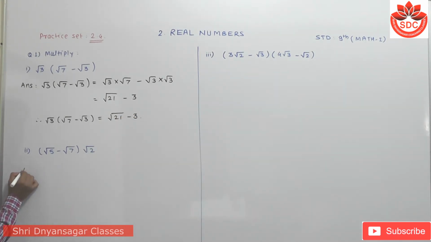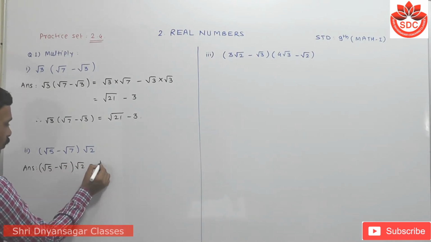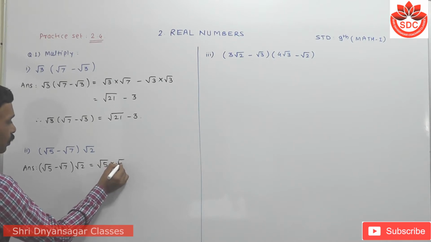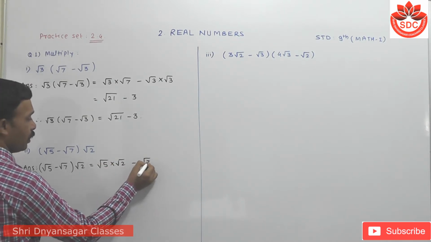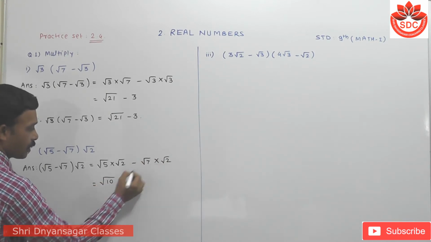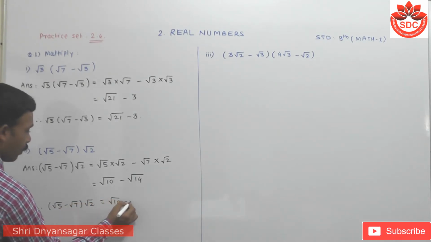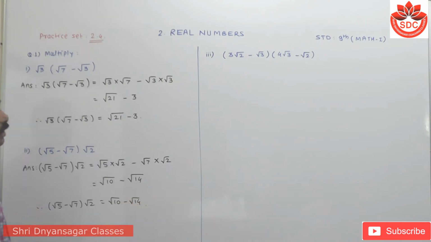Again, the next question: root 5 minus root 7, into root 2. Multiply root 2 with both values, that is, root 5 into root 2 minus root 7 into root 2. Then it becomes root 10 minus root 14. We cannot simplify further, so the answer is root 5 minus root 7 into root 2 equals root 10 minus root 14. Then we take the next question.